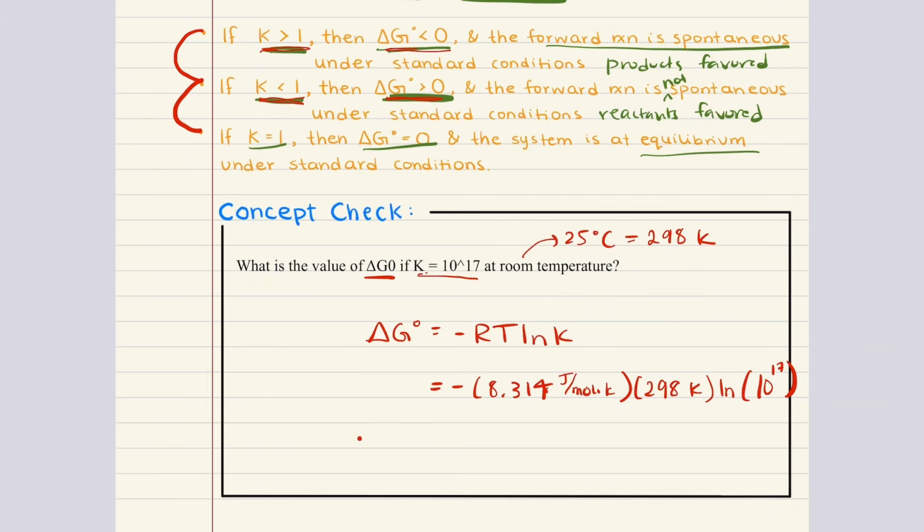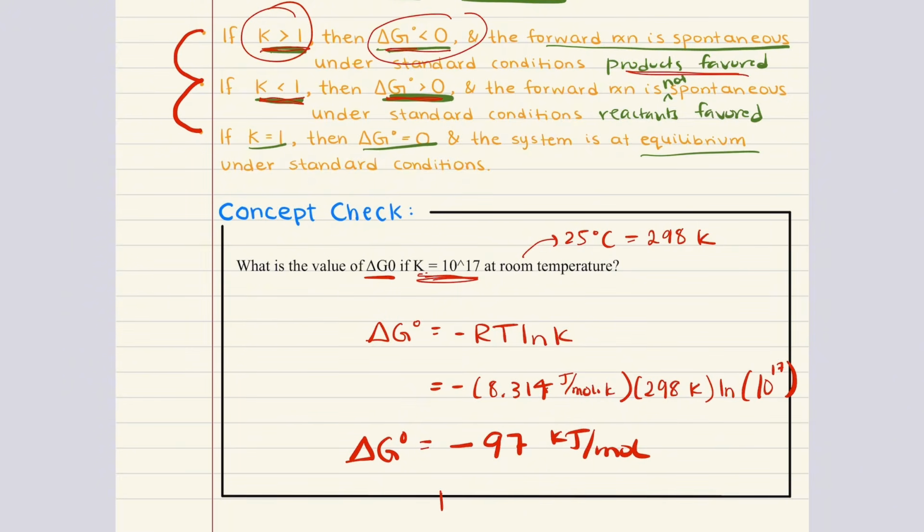So plugging these values into our calculator, we get an answer of about negative 97 kilojoules per mole. That negative value makes sense because K is extremely large here, and that means the reaction strongly favors products. So delta G naught must be strongly negative, and that's exactly what we got.